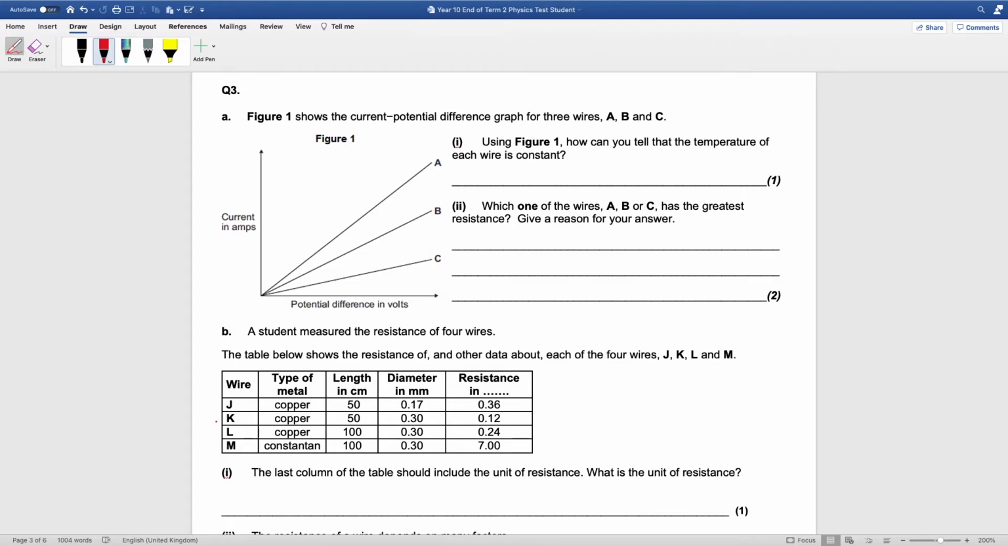Question 3 then, using figure 1, how can you tell that the temperature of each wire is constant? Well, the graphs are straight lines. The current is proportional to the potential difference. So the resistance is constant, so the temperature is constant, because the temperature would change the resistance. So the fact that they're straight lines for 1 mark is really all you have to say.